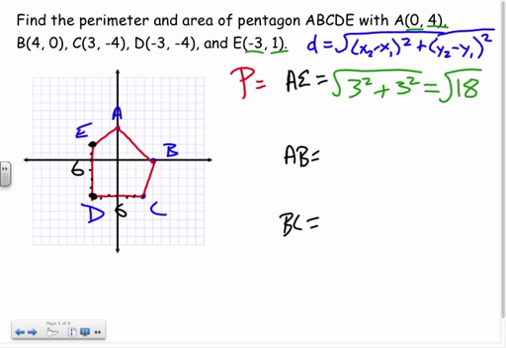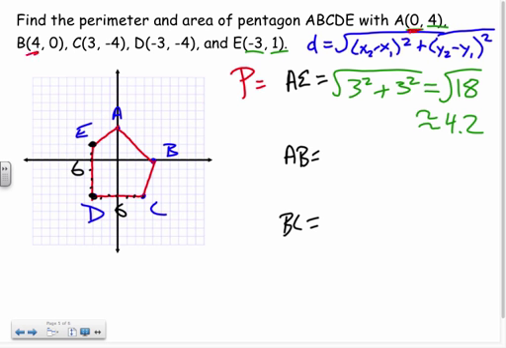So I might want to make that a decimal if I'm actually going to find the perimeter. So the square root of 18 gives me 4.2. We'll just round to the nearest tenth. Now from A to B, let's go back up here.